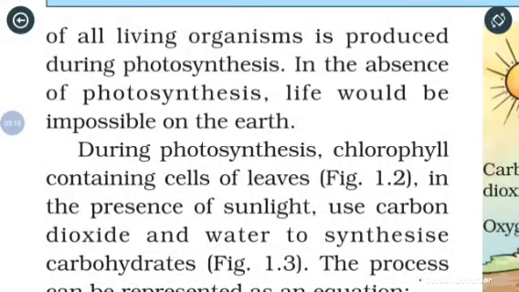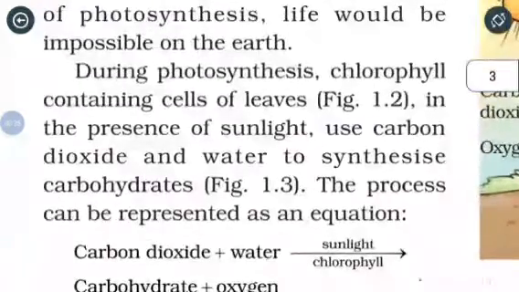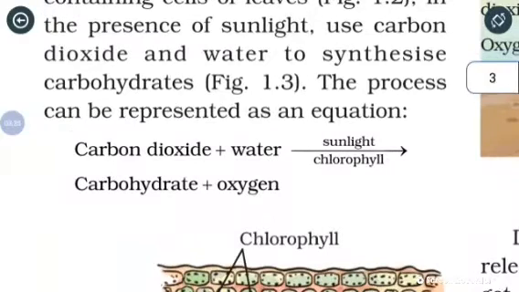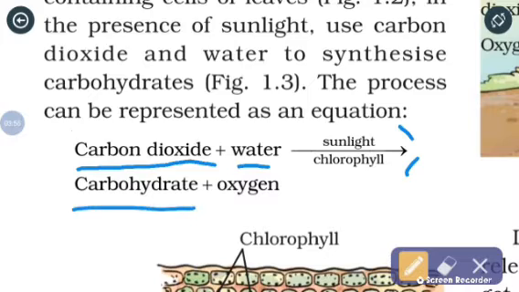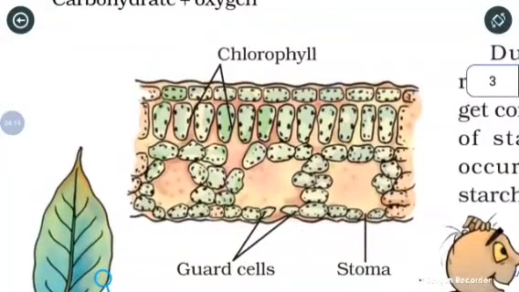During photosynthesis, chlorophyll-containing cells of leaves in the presence of sunlight use carbon dioxide and water to synthesize carbohydrate. The process can be represented as an equation. So this is the equation. The equation says that carbon dioxide plus water, in the presence of sunlight and chlorophyll, make carbohydrate plus oxygen. Oxygen is in the form of gas, so it is released out and we breathe it. So this is the structure of chlorophyll and the stomata.